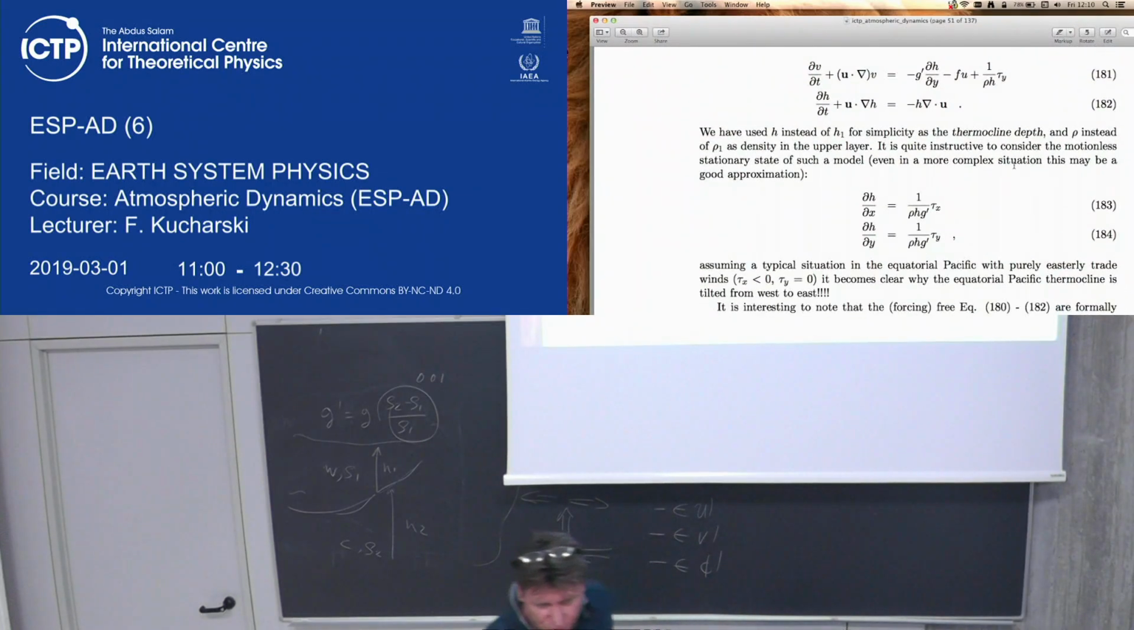Before we look at the solutions, by applying this wind stress numerically in that case, we look at what is happening in a stationary state, a motionless stationary state. In a motionless stationary state, everything goes away, apart from this pressure gradient term and the forcing term at the surface. And we get an equilibrium between the pressure gradient, or tilt of the thermocline, and the applied surface stress.